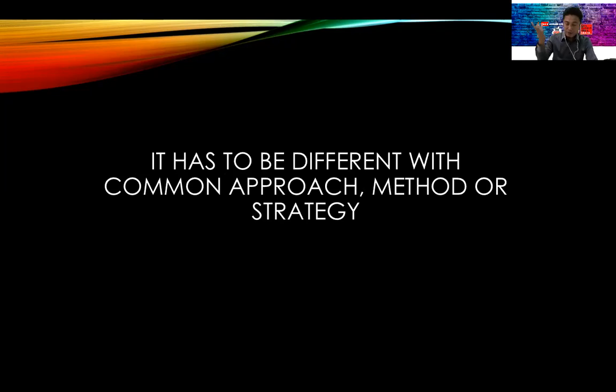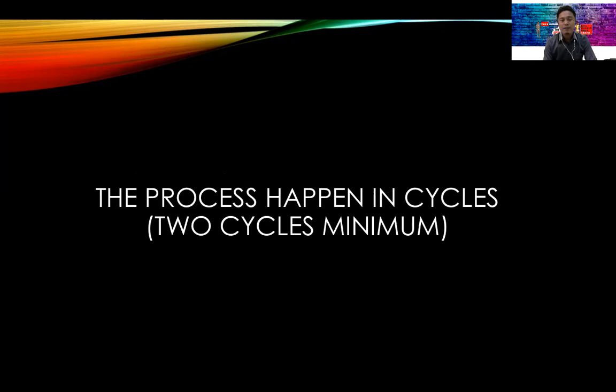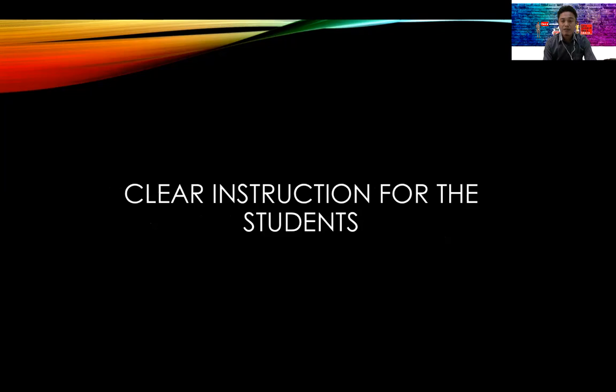Because we try to solve the problem, it is impossible for us to implement the same technique, method, media, or strategy. We have to improve ourselves and use a new approach, method, strategy, technique, or any kind of media for our students. And then the next one, the process happens in cycles, 2 cycles minimum. Cycles here mean a complete process, starting from planning, implementing, observation, and then reflecting or evaluating. And then the next one, clear instruction for the students.